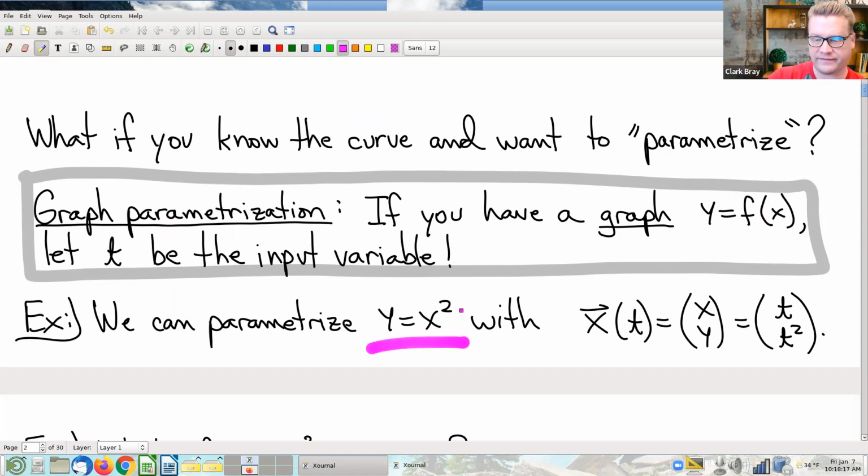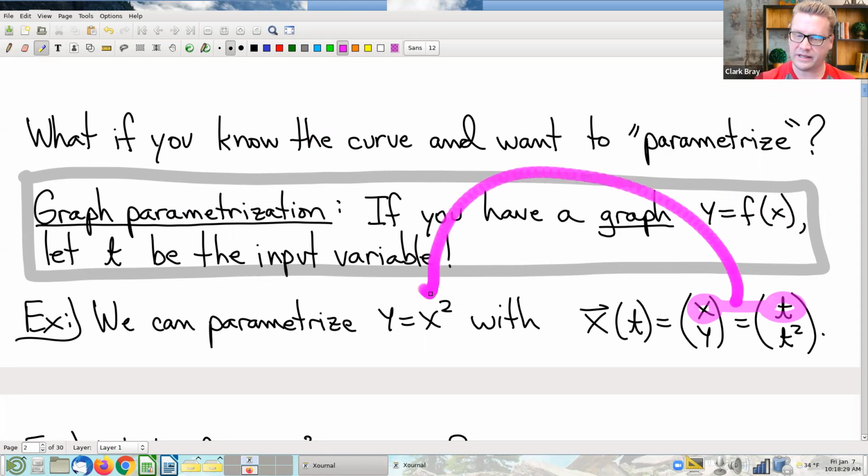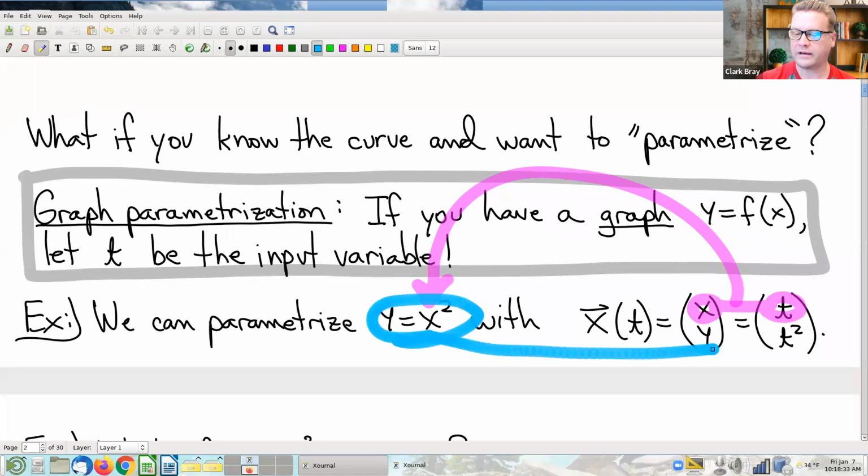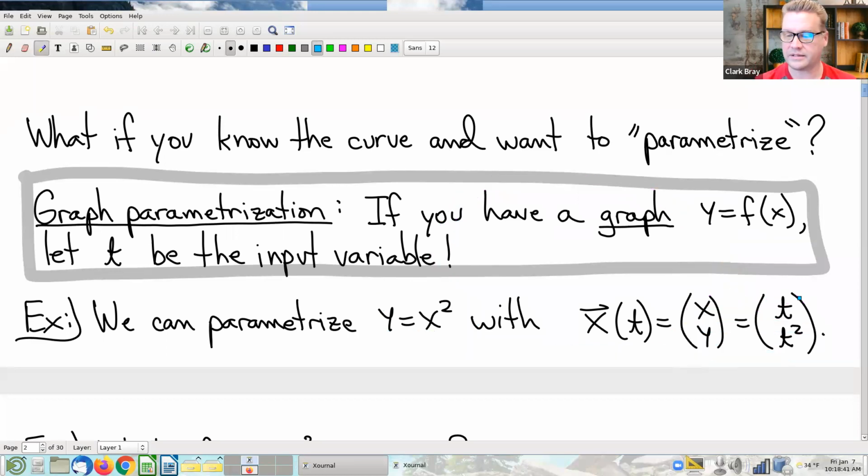Okay, so it works super well. So for example, here's a graph, right? That's y equals x squared. We know what that is. Well, I'm just going to let x equal t. And well, if x is equal to t, then unavoidably, this means that y is t squared. I don't have any say in the matter. And so therefore, position as a function of time, therefore a parameterization. Okay, so real simple little strategy.